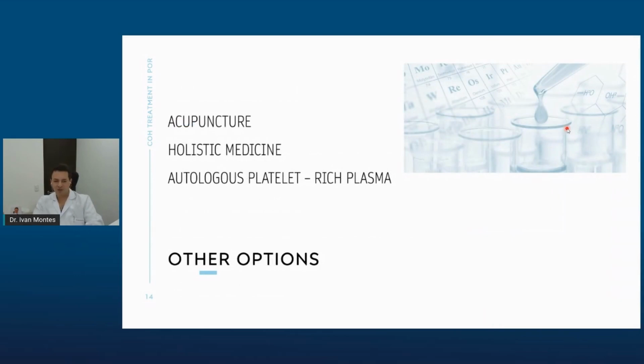Other options of treatment that have been used a lot are acupuncture, holistic medicine, and autologous platelet-rich plasma. The effects of acupuncture on IVF outcomes are equivocal. Most poor ovarian responder patients feel anxiety and frustration after having undergone several unsuccessful IVF cycles. In desperation, they fall back on anything that might possibly improve the outcome of an IVF treatment.